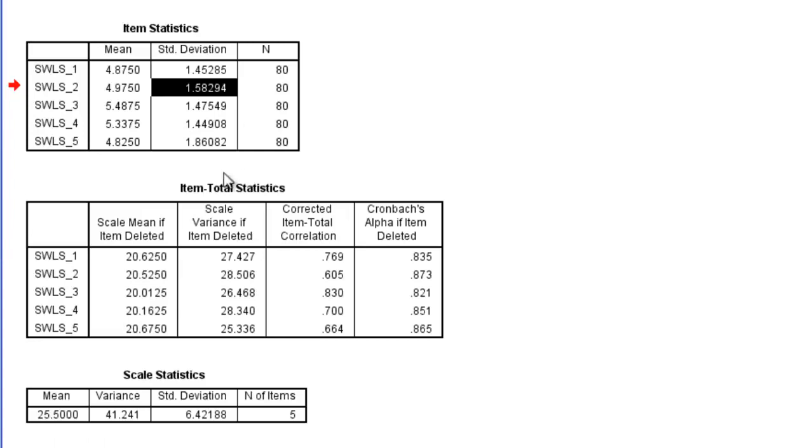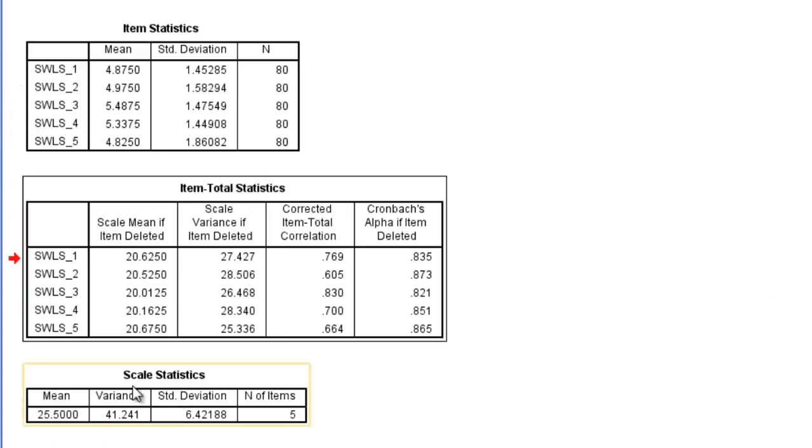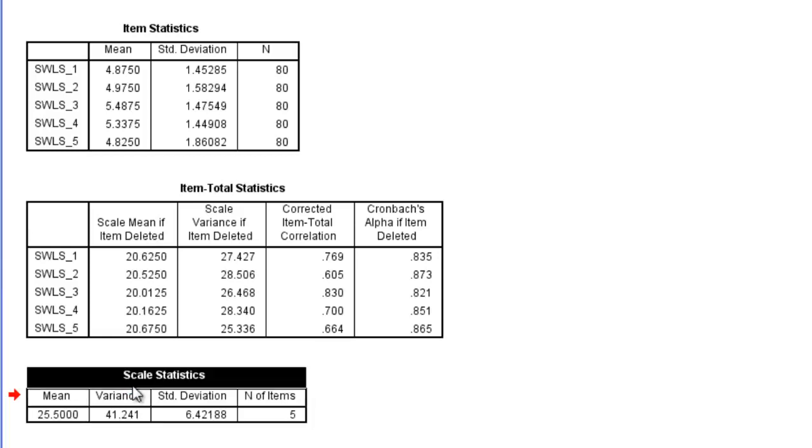Okay, let's go ahead and move on down, and we'll skip this item total statistics table for a minute. Let's go down to scale statistics. Now in this table we have the values for the total scale. Recall that I said that the scale ranged from 5 to 35 depending on the people's scores. That's the possible scale range.